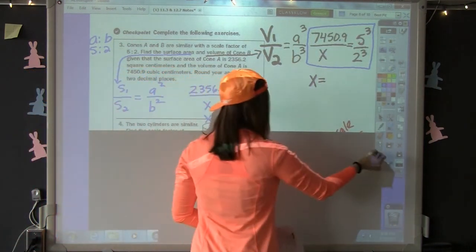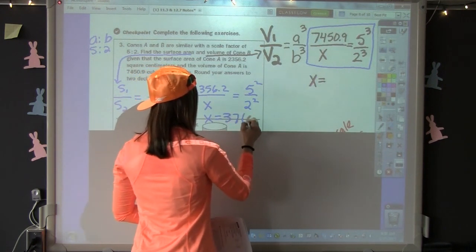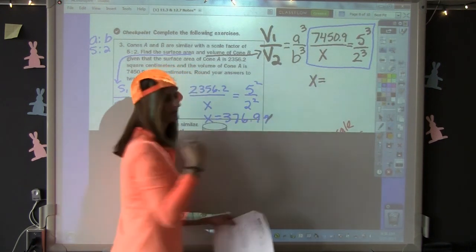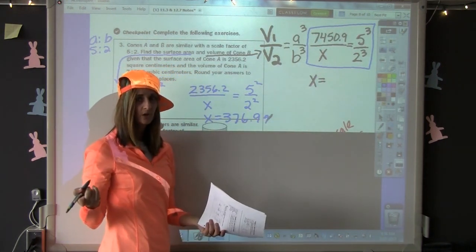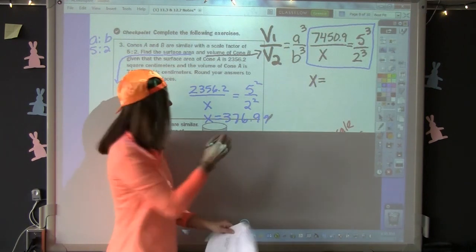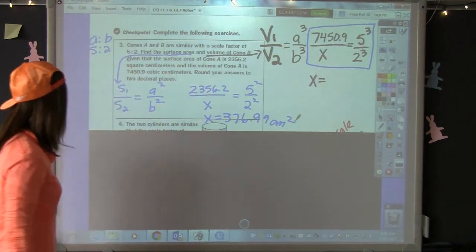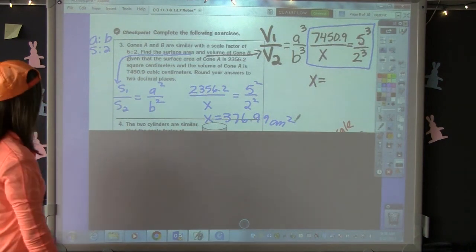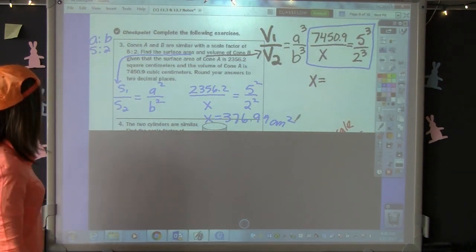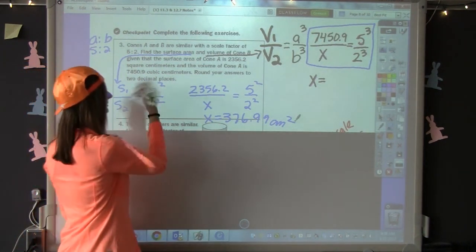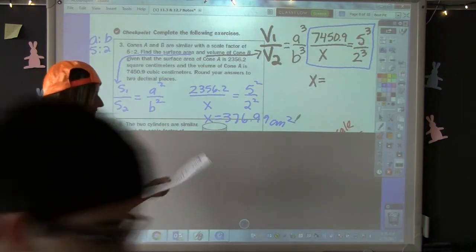376.99. And that's a surface area. So the units will be units squared. Okay, excellent. And we're finished. It says round to 2 decimal places and we did that. All right, let's move on.